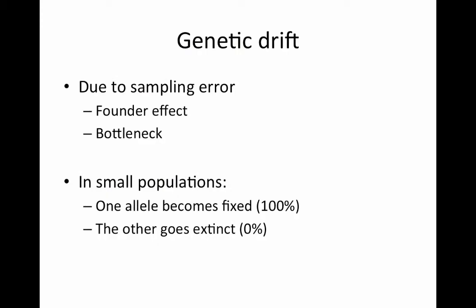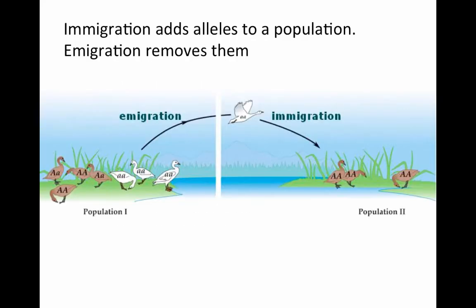Okay, so to review, genetic drift is due to sampling error, which is that a small sample size is not necessarily going to reflect the larger population. Sampling error is what causes it. We talked about founder effect, we talked about bottleneck, and in small populations, usually one allele becomes fixed, it goes to 100%, and the other goes extinct. That's what you need to know about genetic drift.